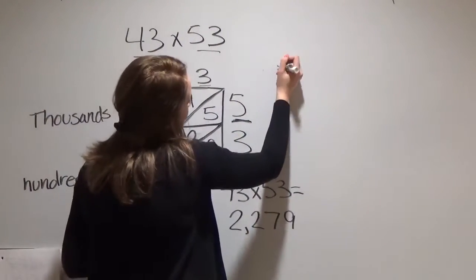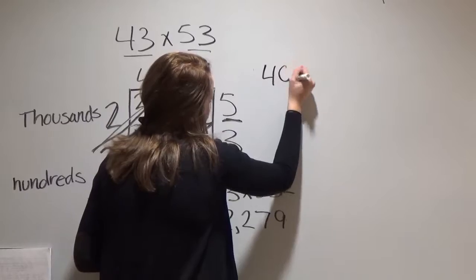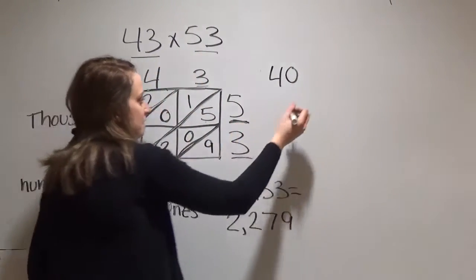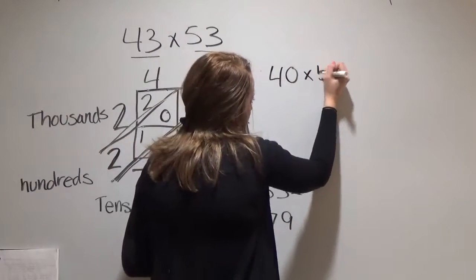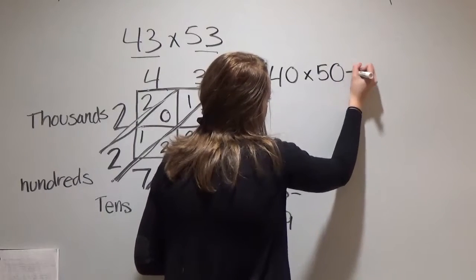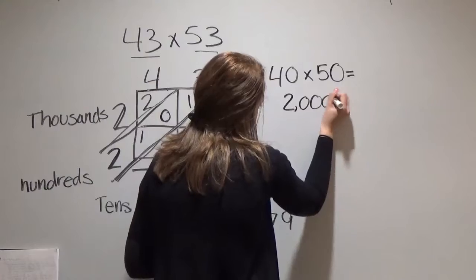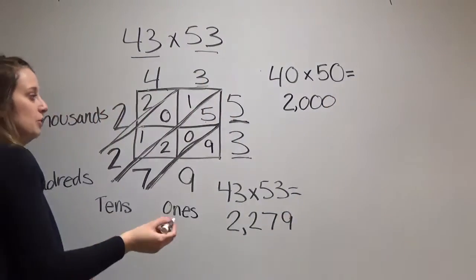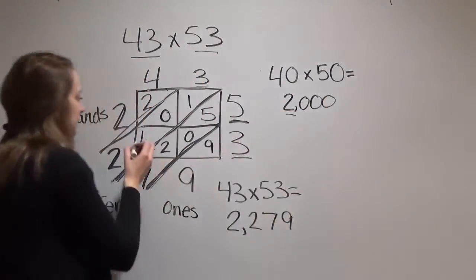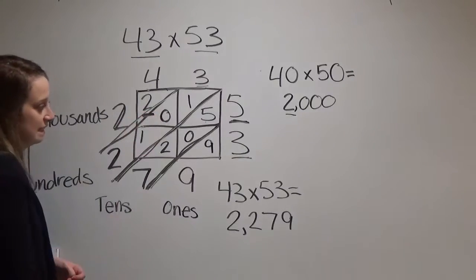So we have our 4 tens, which is 40, times our 5 tens, which is 50. So 40 times 50, which equals 2,000. Because that equals 2,000, our 2 goes in our thousands place, which you can see here.